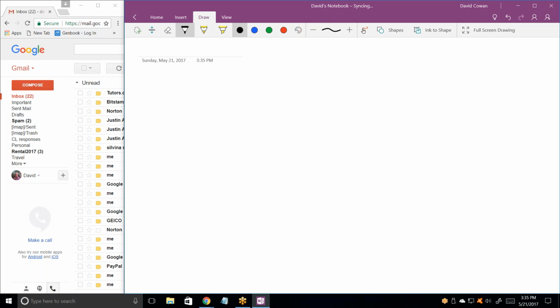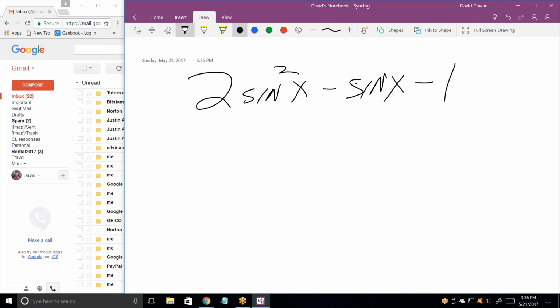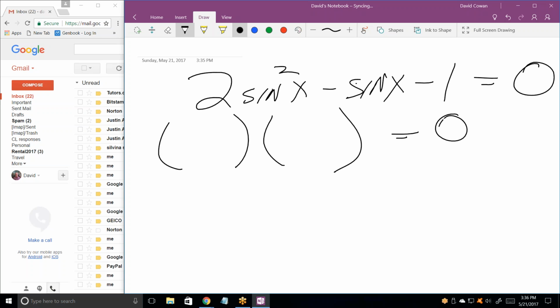Well, the next one is 2 sine squared of x minus sine of x minus 1 equals 0. When you look at this, what do you see? I see a quadratic. Exactly. Factor it as if it were a polynomial. Okay, so it becomes 2 sine of x and sine of x.